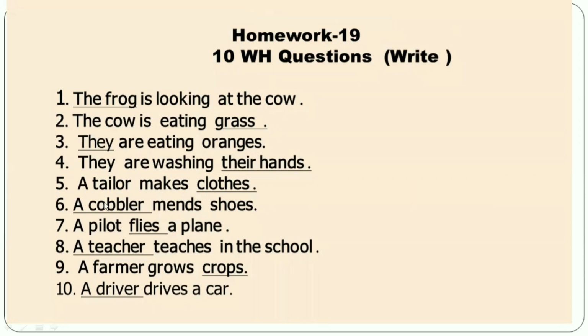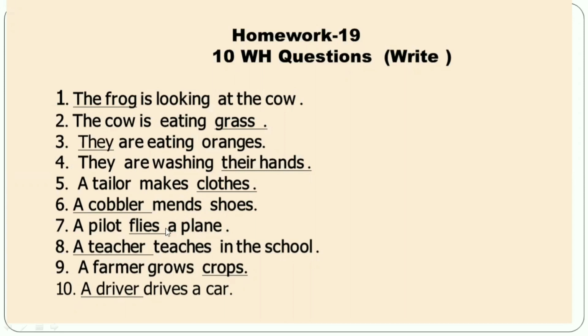Then WH question. A cobbler mends shoes. Here a cobbler, the subject word is underlined. That's why who will be used. Okay. So who mends shoes? Nothing will be changed. And at last question mark will be given.